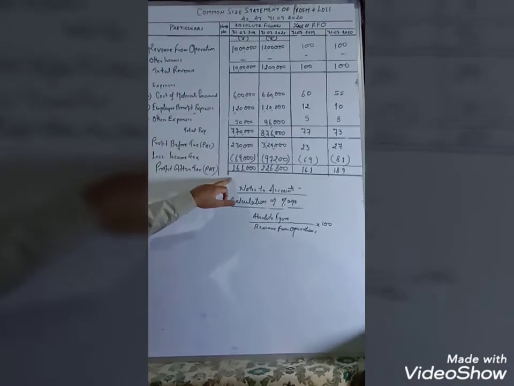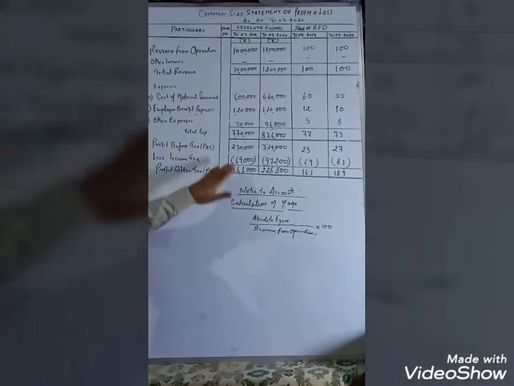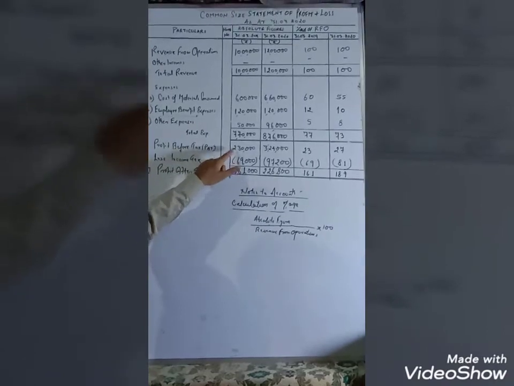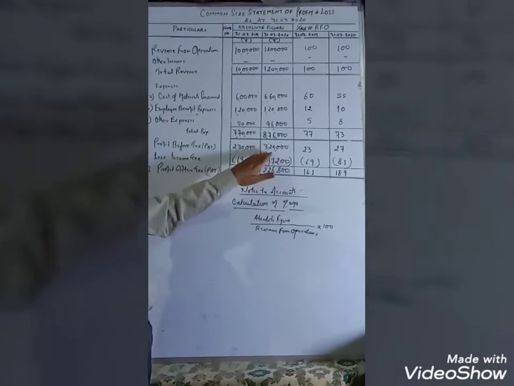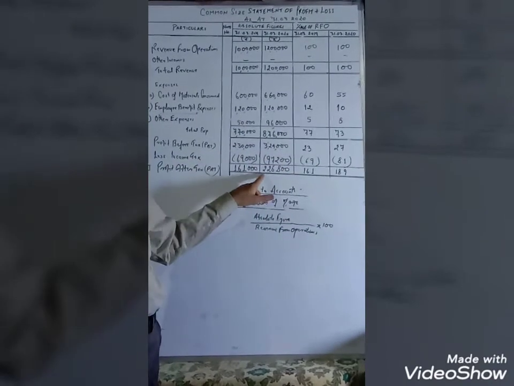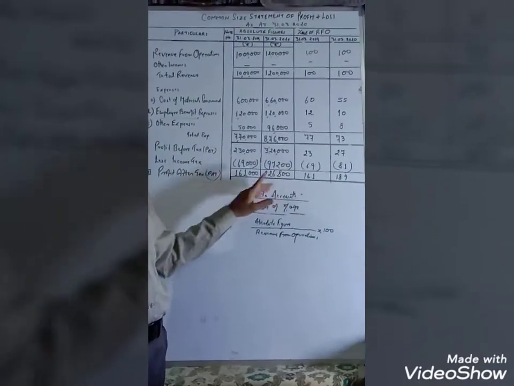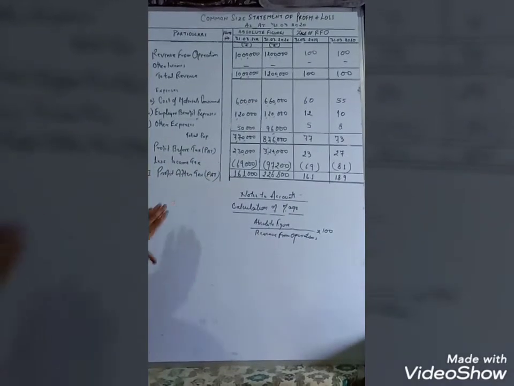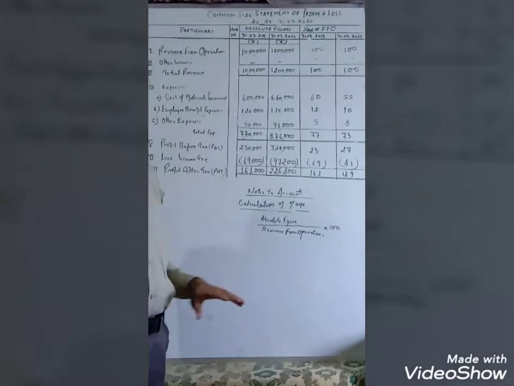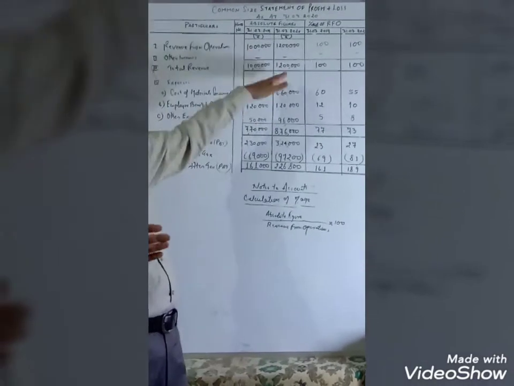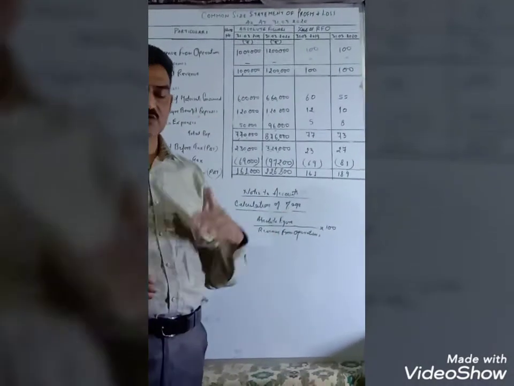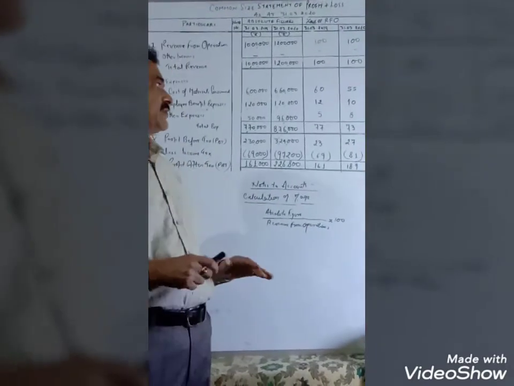So this will be 1,61,000. That means after deducting 69,000 from 2,30,000, and 97,200 will be deducted from 3,24,000 to get 2,26,800. This is profit after tax. This is our common size statement of profit and loss on the basis of the absolute figures. We need not find out any difference between the two figures or the change in absolute figures because we are preparing the common size statement.